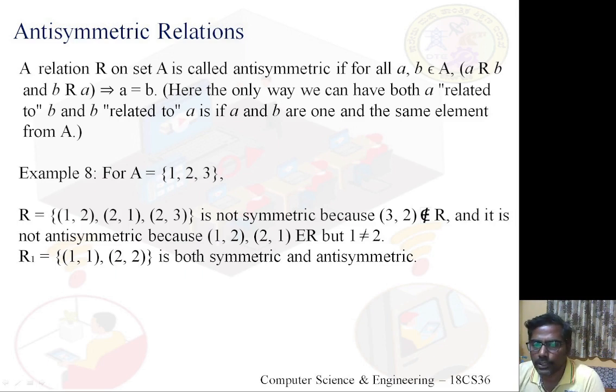For transitive, if there are two pairs of the form (a, b) and (b, c), then there should be a pair of the form (a, c). But there are no such two pairs of the form (a, b), (b, c), so there is no question of searching for a pair of the form (a, c). So it is transitive.